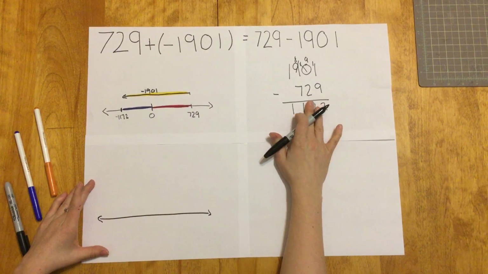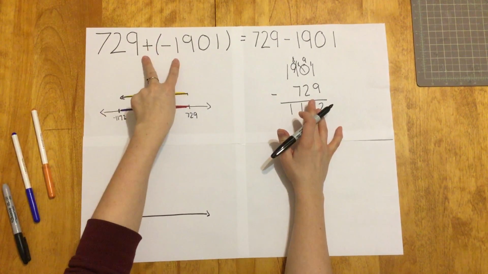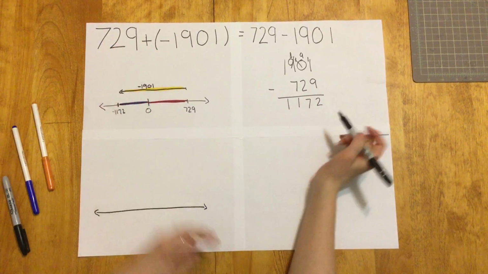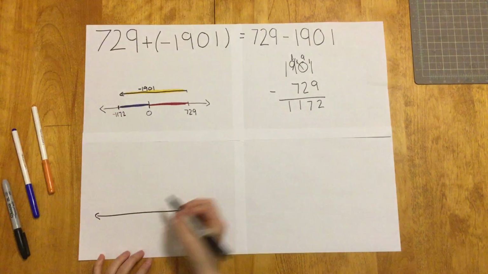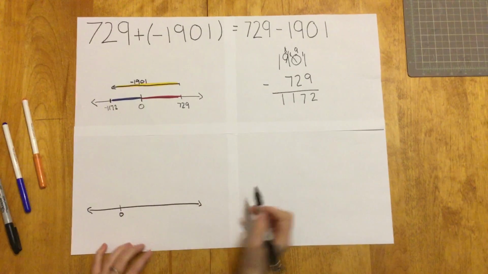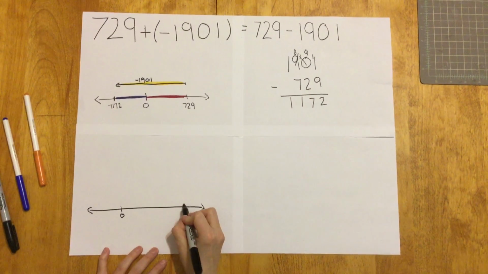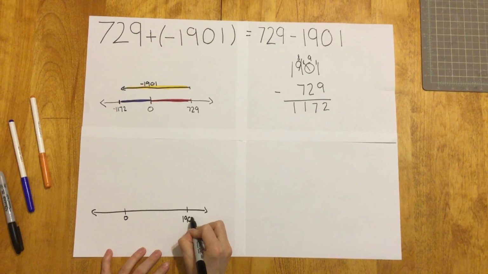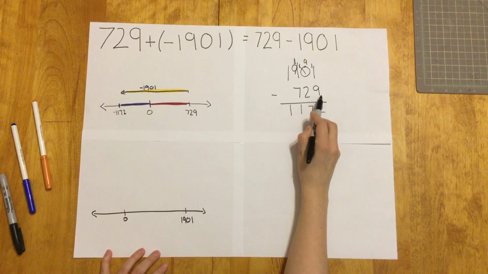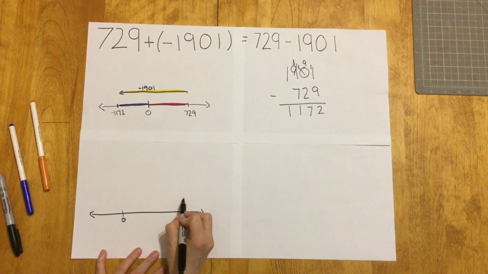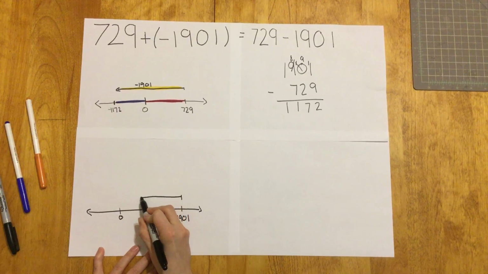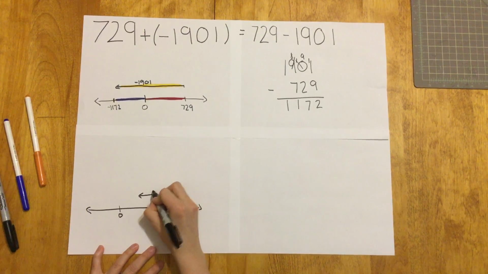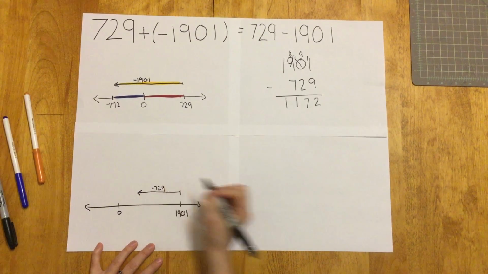So if we just simply switch the order of the two numbers, we get this subtraction equation. So on the number line, it looks like this. So we start with the positive, which is 1,901. And we subtract 729. So it's a negative 729. So we move left down the number line by negative 729.